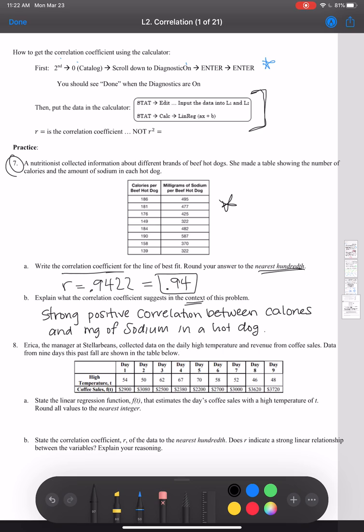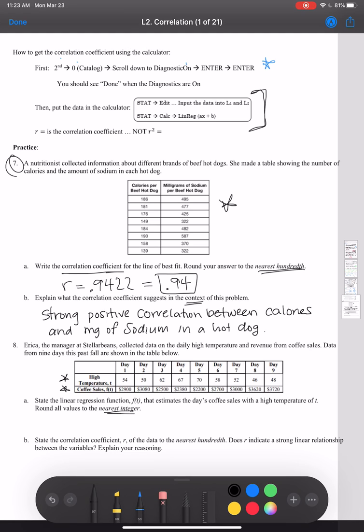All right, number 8, last one, and then we're done. Erica, the manager at Stellar Beans, collected data on the daily high temperature and revenue from coffee sales. Data from 9 days this past fall are shown in the table below. So we're looking at the temperature and the amount of coffee she sold. State the linear regression function f of t that estimates the day's coffee sales with the high temperature of t. Round all values to the nearest integer.